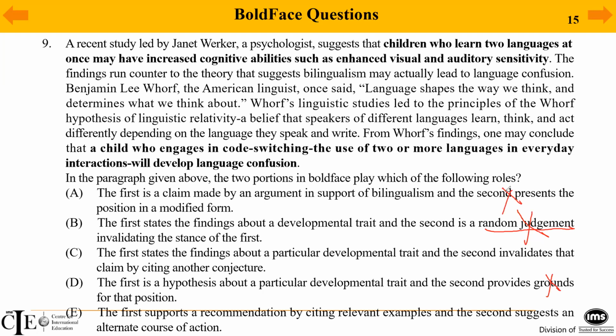The first supports a recommendation. It is not supporting anything. It is being supported by Janet Werker's study. So this is wrong. So option C is correct. The first states the findings and the second invalidates that claim. So option C is correct.